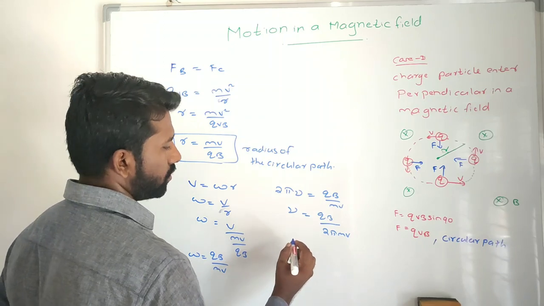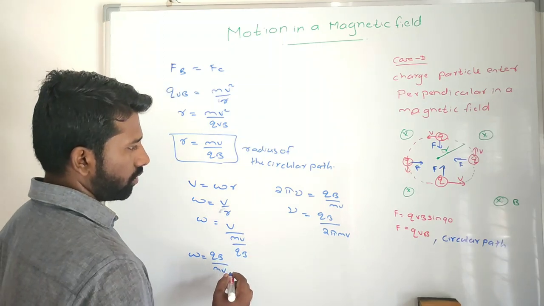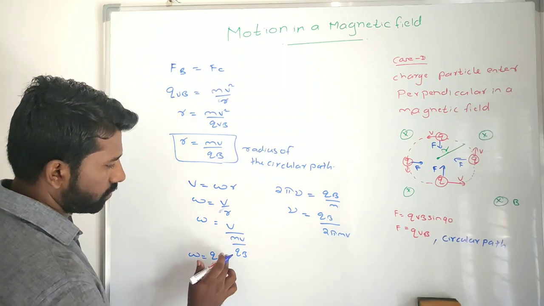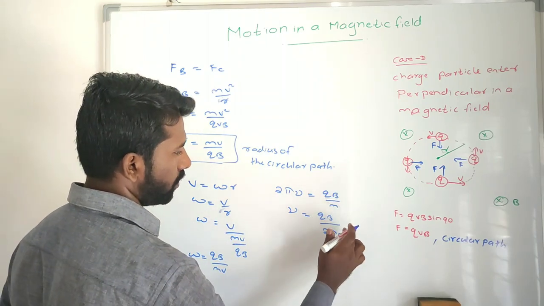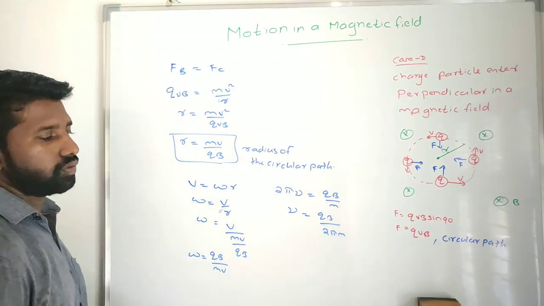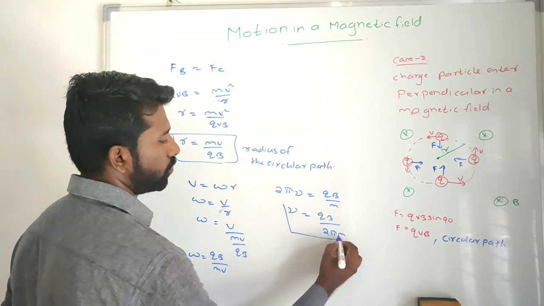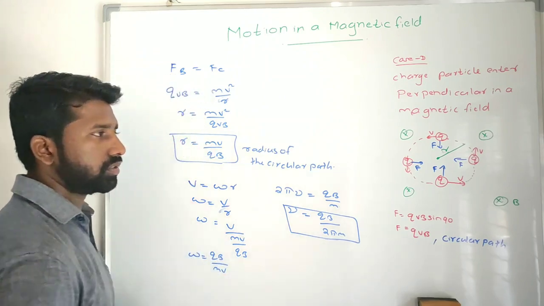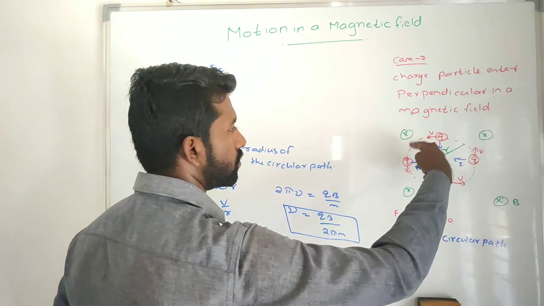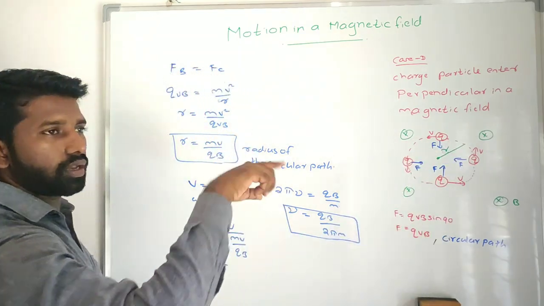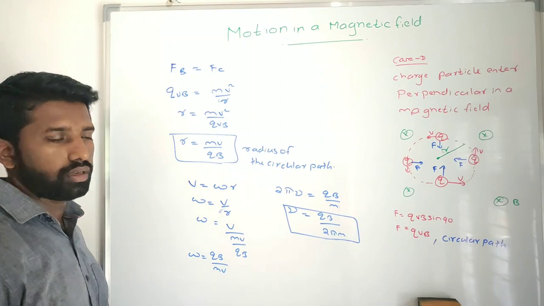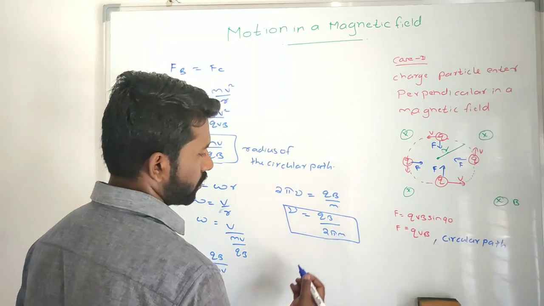Okay. I'm sorry. This v is to be cancelled here. Here v and v cancelled. So qB divided by m. So here also, frequency is equal to qB divided by 2 pi m. What is meant by frequency? Number of revolutions per second, that means how much time it is moving in a circular path in 1 second. That is number of revolutions per second.